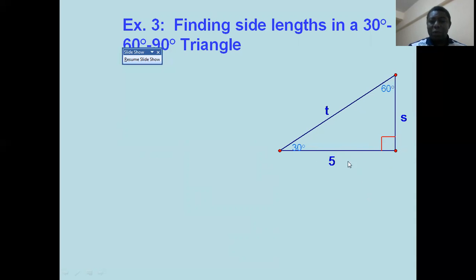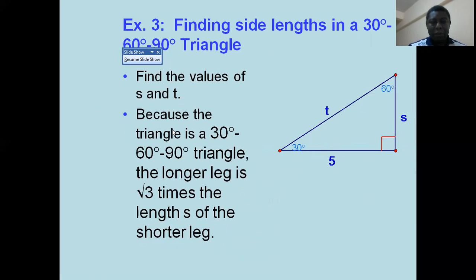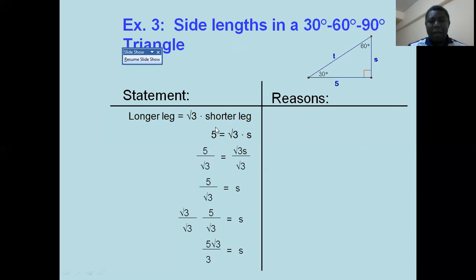We are going to use this one since we already have the value of the second longest leg here, so we use it for our calculations. Here 5 is equal to, because this second longest leg is 5, so 5 is equal to square root of 3.